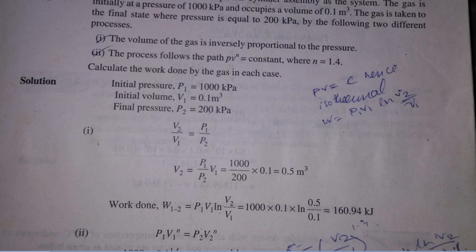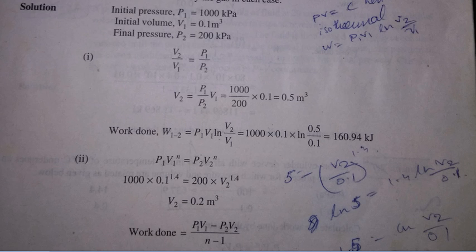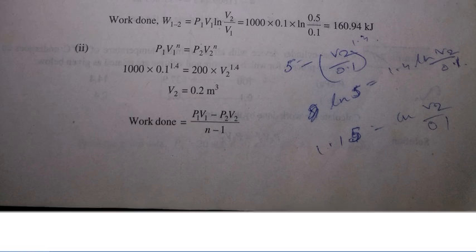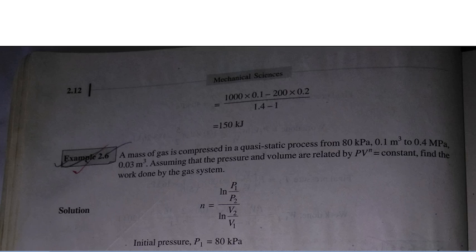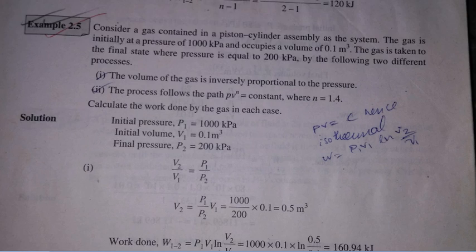Now the next question says PV to the power n is equal to constant, where n is equal to 1.4. That means it is an adiabatic process, or you can say a polytropic process with polytropic index 1.4. For the final volume, with the help of the formula P1 V1 to the power n is equal to P2 V2 to the power n, you can find V2. Now the work done formula is P1 V1 minus P2 V2 by n minus 1. Very simple, already discussed. Ultimately you get 150 kilojoule as the work done. So for the second case it is 150 kilojoule.